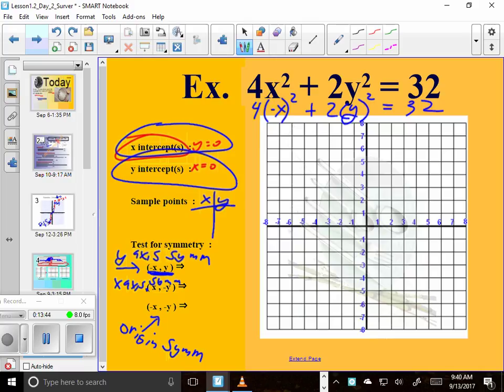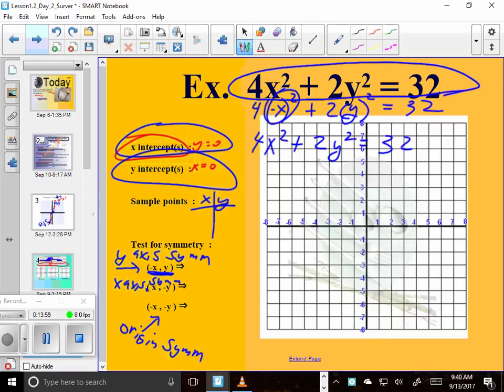Well, there's only one thing I can really do, and that's this part right there. Doesn't that come out positive? Then isn't it just 4x squared plus 2y squared equals 32? Isn't that exactly the same as the original? So that's the quick way to test if this thing has y-axis symmetry.